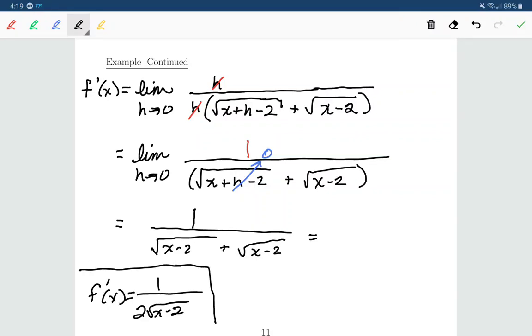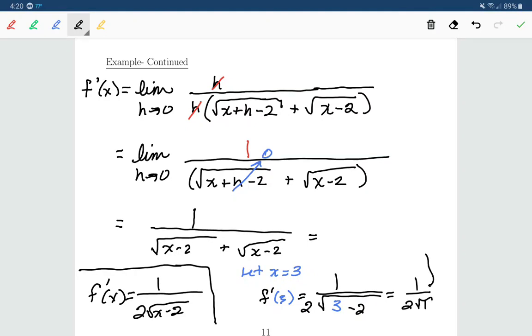Okay? And then we can evaluate it at any x that we would like. Let's say we let x equal 3. All we would have to do then is find f prime of 3, which is equal to 1 over 2 times the square root of 3 minus 2, which is simply 1 over 2 times the square root of 1, but the square root of 1 is 1, so f prime of 3 is equal to 1/2.